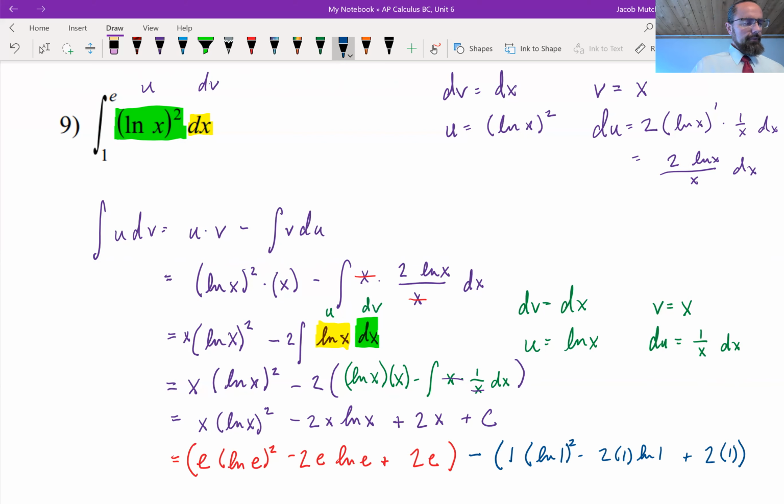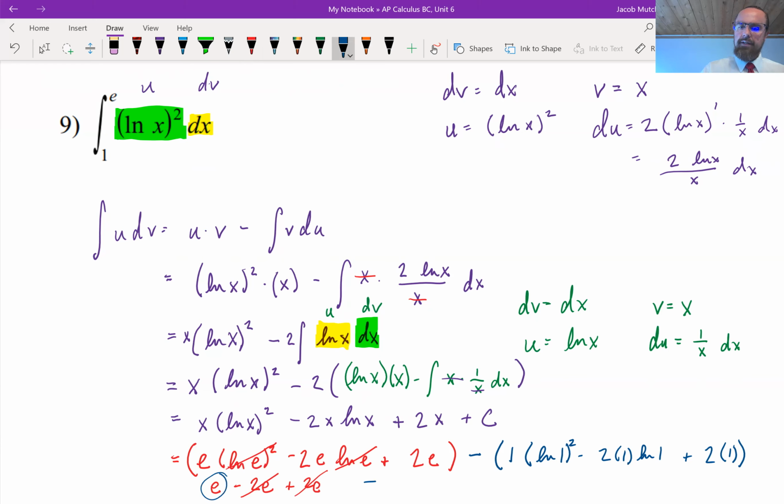So now we're ready to simplify. Let's start with this red group. So I see I've got some reductions here. Natural log of e is 1. 1 squared is 1. So that term kind of goes away. This is just e. Natural log of e is 1. So it's e minus 2e, and then plus 2e. So even there, I've got a cancellation. Negative 2e plus 2e is going to go. So all that comes out of that first evaluation is just e.